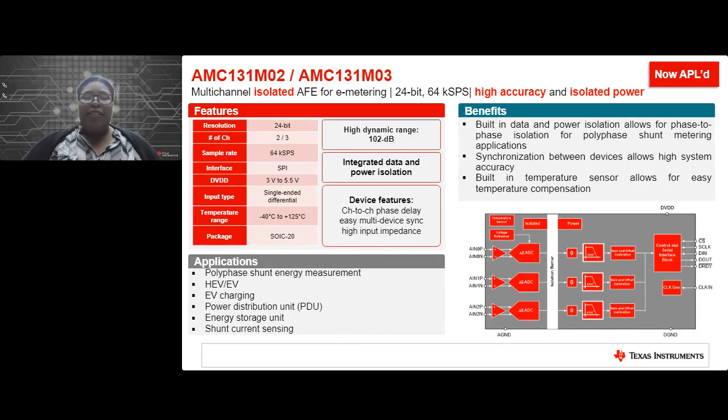So as we can see here, here's just a little bit of the description of the part to really highlight the benefits that you will be getting from using this device. So the biggest benefit here would be that data and power isolation, helping reduce costs traditionally seen in this architecture by taking care of a lot of that internally. So a lot of those isolation needs are integrated into this device. You'll also be able to do synchronization between the different devices, making it easy to do that phase-to-phase measurement, as well as having built-in temperature measurement for easy temperature compensation as well. As you can see, this is a high accuracy device that is also low in power and can be used in a variety of different end equipments and industries.